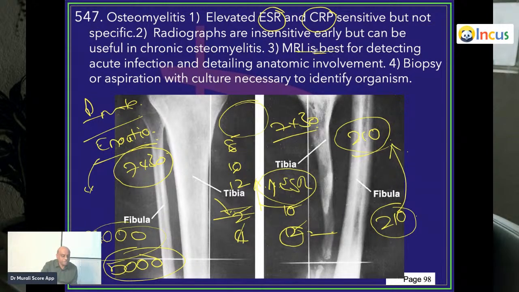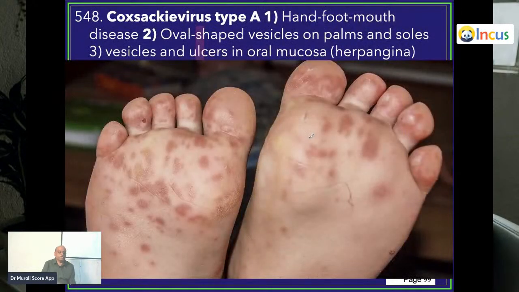If you want to detect acute infection, biopsy or aspiration with culture needs to be done in that osteomyelitic area to identify the organism. That is what you need to remember.